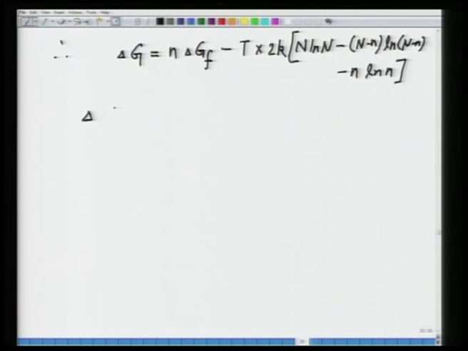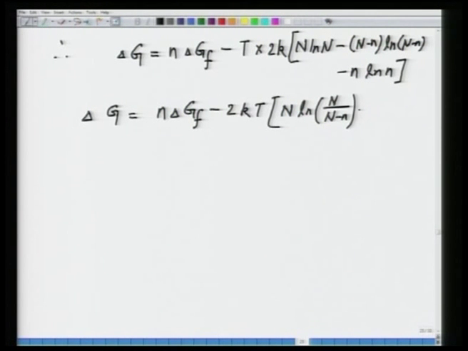So, this delta G, now you can write it as n delta G_F minus 2kT into [N ln (N divided by (N minus n)) plus n ln ((N minus n) divided by n)]. This is what you are going to get if you rearrange these. Okay, that's very simple. You just need to open this up. So that will give you the form.